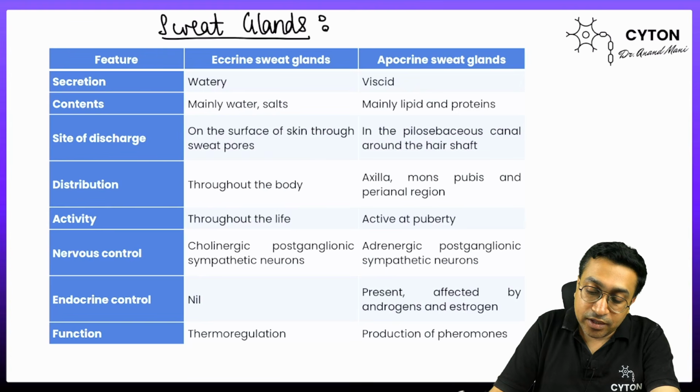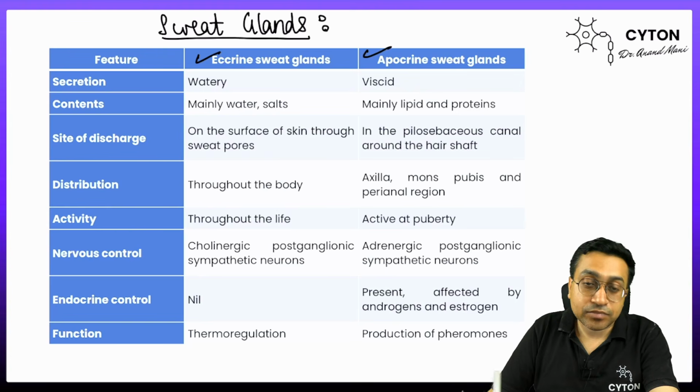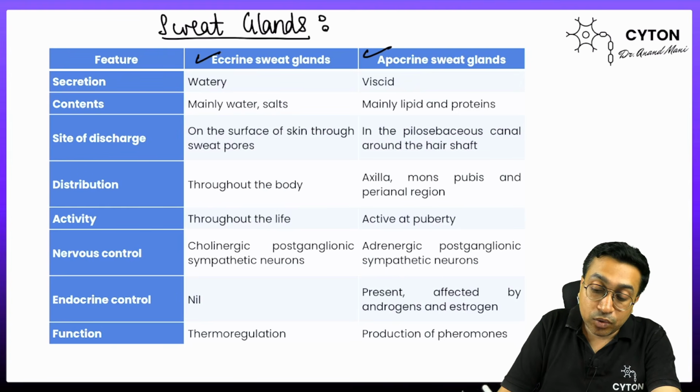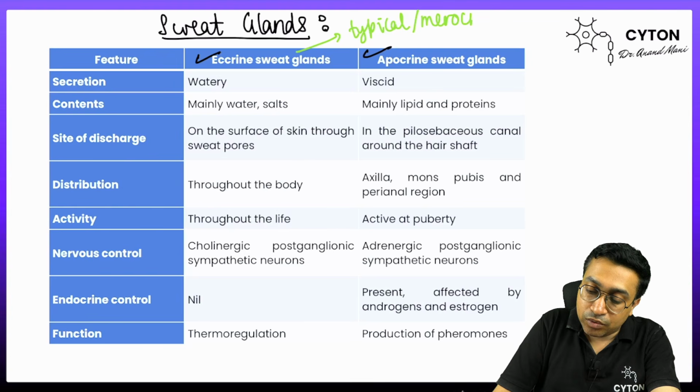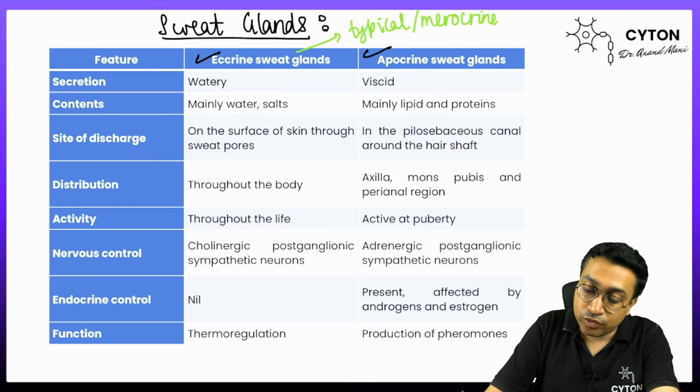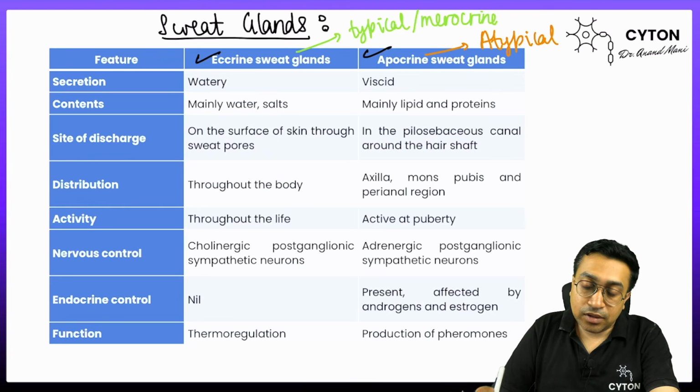The eccrine and apocrine. So the eccrine, they are the typical or the merocrine sweat glands, and apocrine, they are the atypical ones.